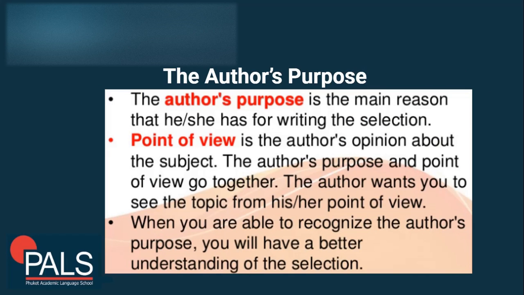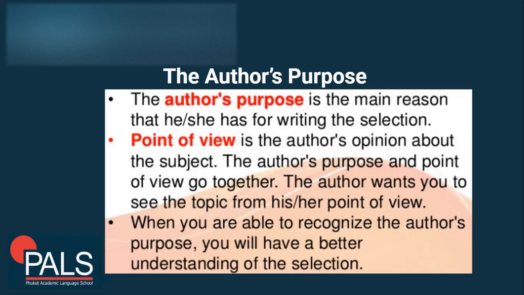Now, the author's purpose is the main reason that the writer has for writing the selection. Point of view, we have another lesson for this, and I will be posting another screencast about it, is the author's opinion about the subject. The author's purpose and point of view go together. The author wants you to see the topic from his or her point of view. So, when you are able to recognize the author's purpose, you will have a better understanding of the selection.